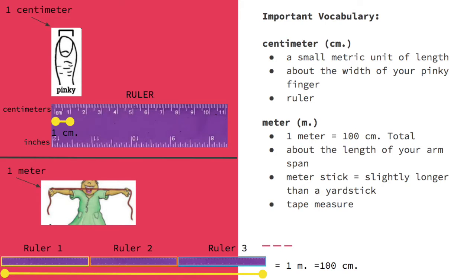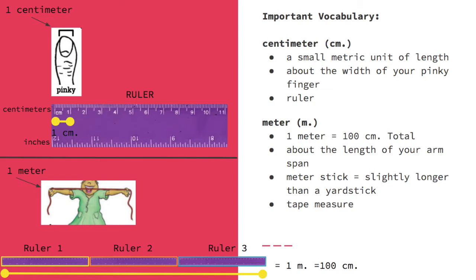Our second vocabulary word for today is meter. Can everybody say meter? Great job. Now, meter can be abbreviated or shortened to m period. 1 meter is 100 centimeters total, and it's about the length of your arm span. We measure meters using a meter stick, which is slightly longer than a yardstick. Or we could also use a tape measure.